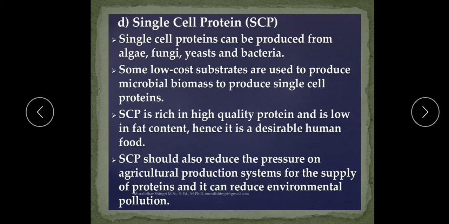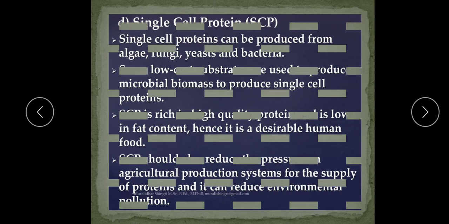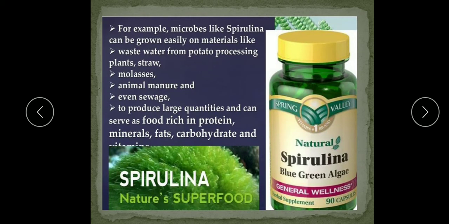Now, single cell protein can be produced from all these microorganisms we have discussed already. Some low cost substrates are used to produce microbial biomass to produce single cell proteins. SCP is rich in high quality protein and is low in fat content, hence it is a desirable human food. SCP should also reduce the pressure on agricultural production systems for the supply of proteins, and it can reduce environmental pollution.